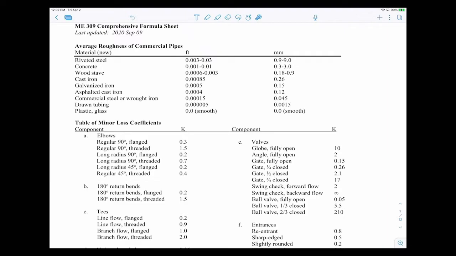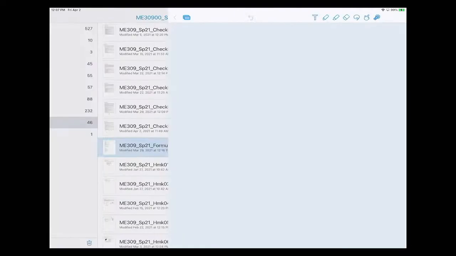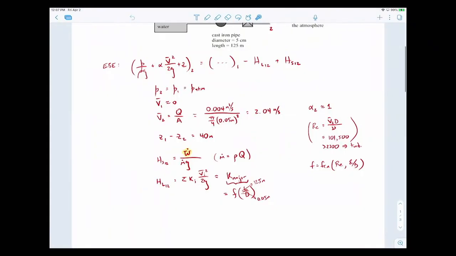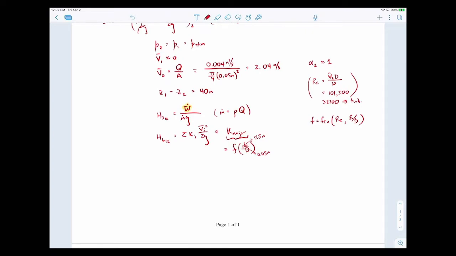Okay, so now we know it's 0.26 millimeters. So let's go back to our problem. We know the roughness is 0.26 times 10 to the minus 3 meters. We know the diameter is 0.05 meters, so we can calculate the relative roughness. And when you plug those numbers in, what does it come out to be? 0.0052. Okay, so remember that number.